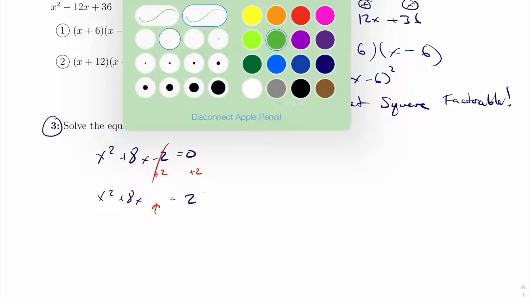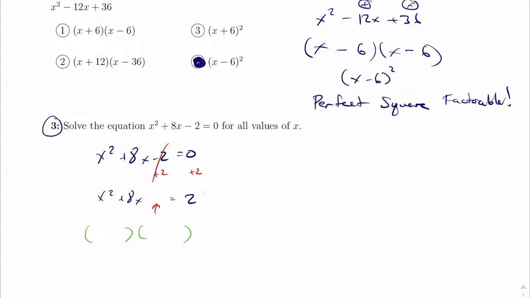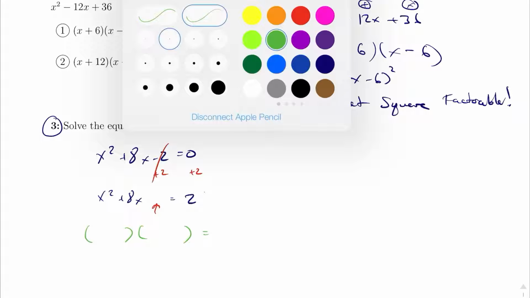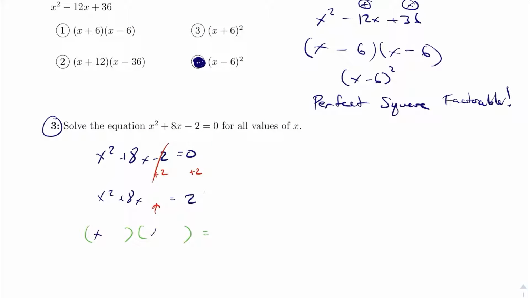So the way I like to do it is I like to imagine what the factors would have to be in order for things to work out the way they should. So x times x is x squared. And then we're looking to make it perfect square factorable, so we need the same numbers here and here. And those numbers have to sum to 8.